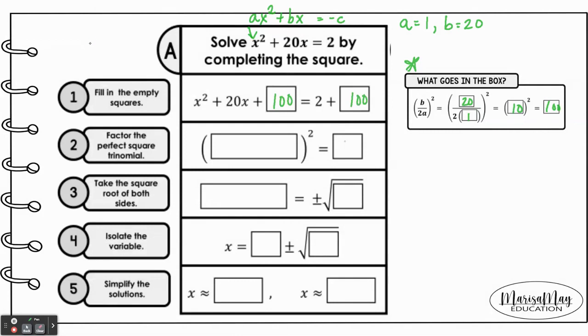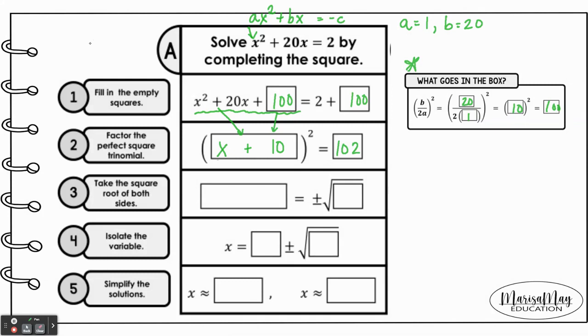Okay, step 2. The right side's pretty easy. 2 plus 100 is 102. Now, if we look at the left side, we have to factor x to the second plus 20x plus 100. But let me tell you, it's pretty simple. You're going to put an x first, and then you're going to put the square root of 100, which is 10. We get a plus because of the plus there in the problem.